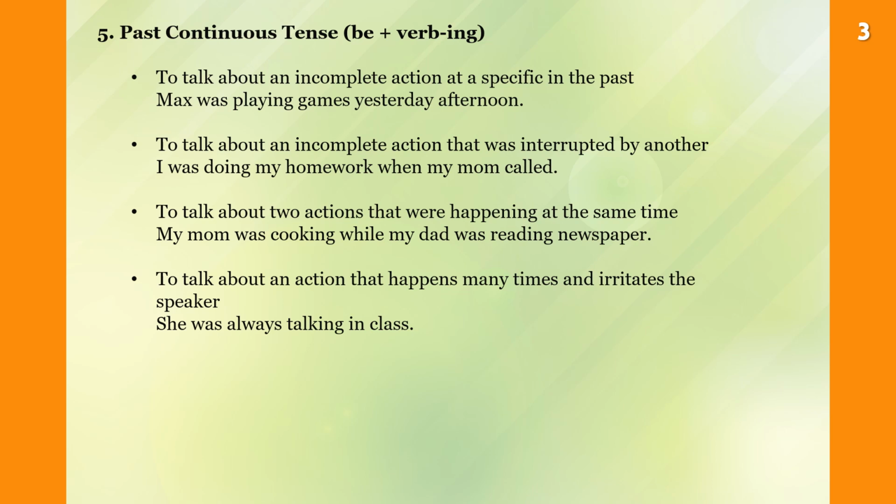The next one is past continuous. Again, some people will call this past progressive. So don't get confused. Past continuous and past progressive mean the same. The formula is be plus ing, but this be has to be either was or were, singular, plural. Do not use am, is, are because they are all present. So you need to use past be verbs such as was and were.